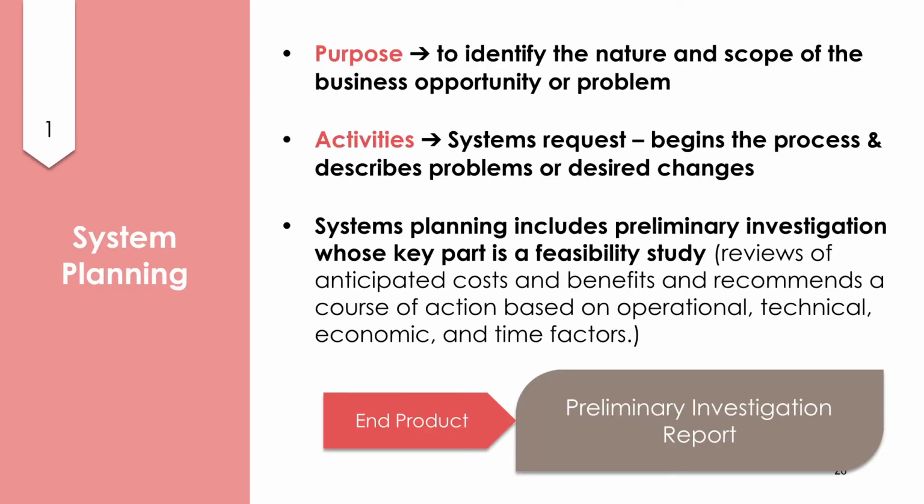Alright, so let's take a look at the first phase of the SDLC, which is system planning. The purpose of system planning is to identify the nature and scope of the business opportunity or problem. As I said before, we need to interview the users, interview the management, and then read all of the related documents from the company. We need to understand the vision and mission of the business, and the opportunity and also the problem that is faced by the company or the business.